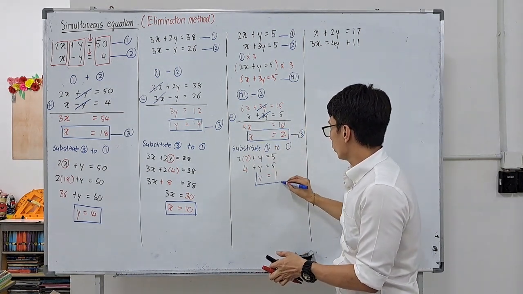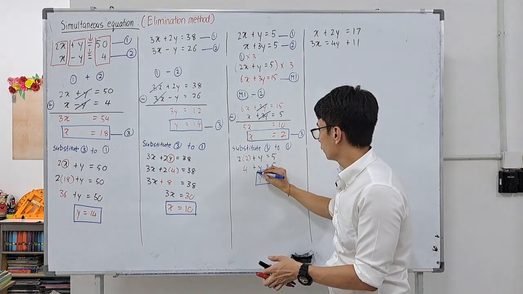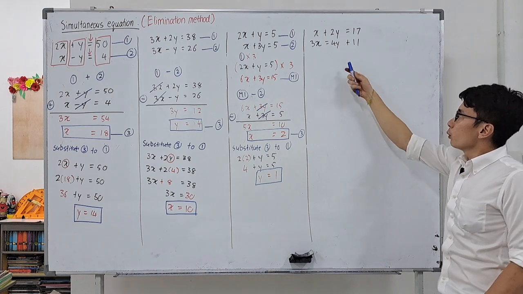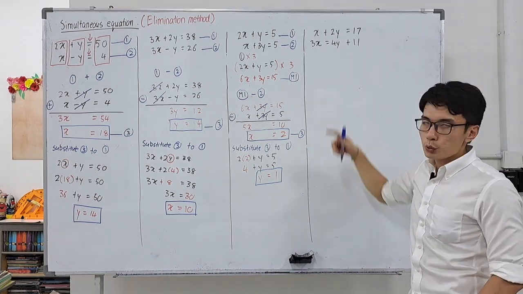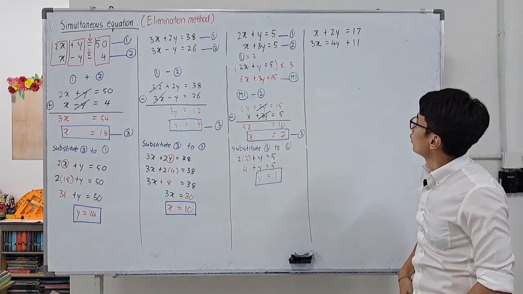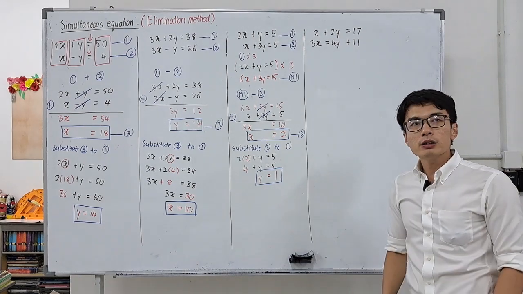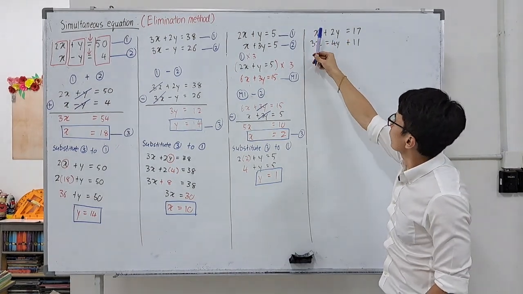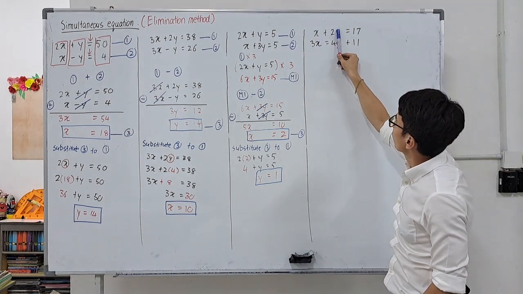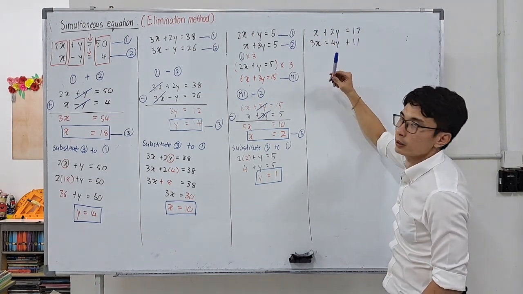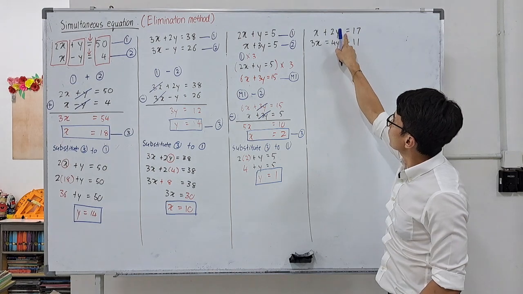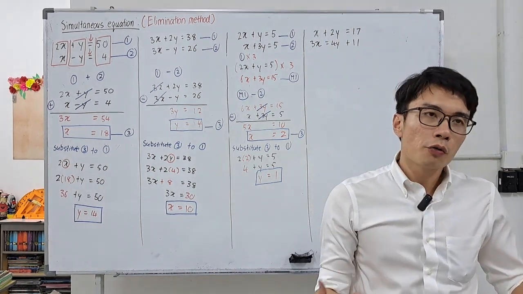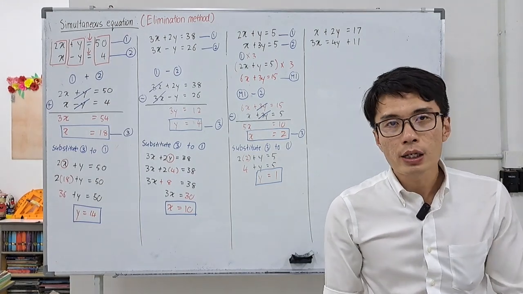Okay, last example over here. If you notice, if I want to use elimination method, you might notice that I can't eliminate now. Despite x aligned, y aligned, number aligned, the equal signs are not aligned.